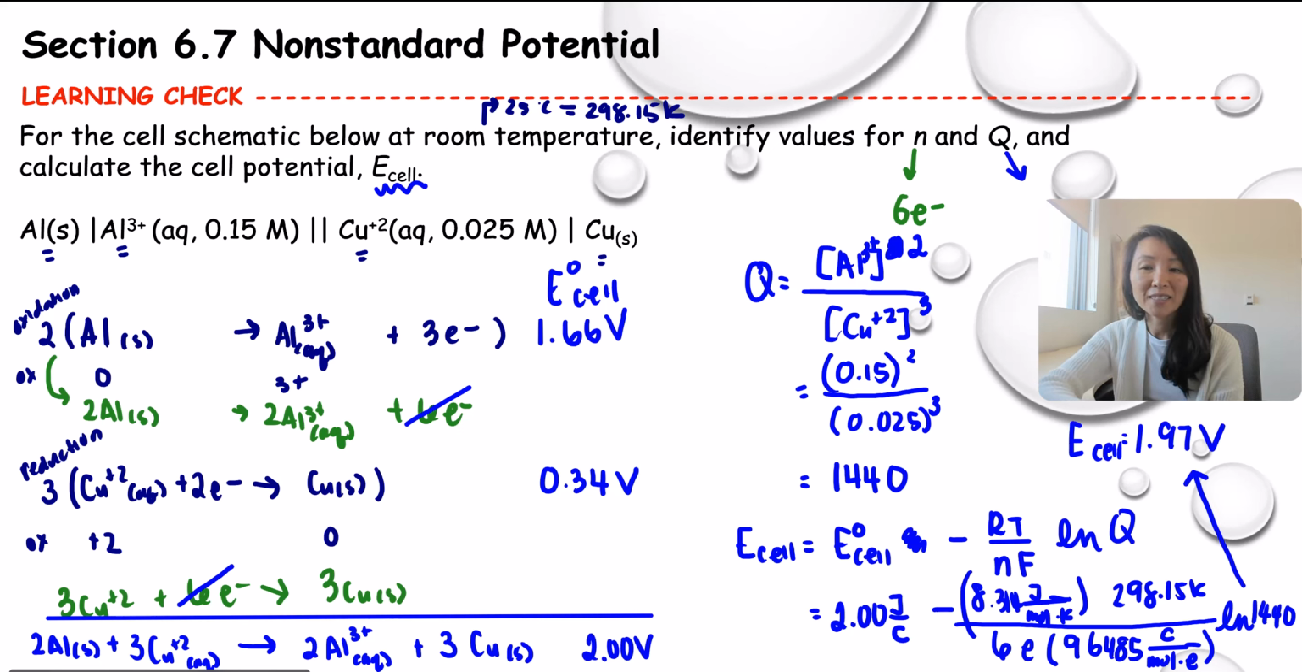All right, and here is the key. I got 1.97 volts. Again, let me highlight all of the answers. For n, I got 6 electrons. For Q, I have 1440. And for E cell, which is the non-standard potential, it is 1.97 volts.